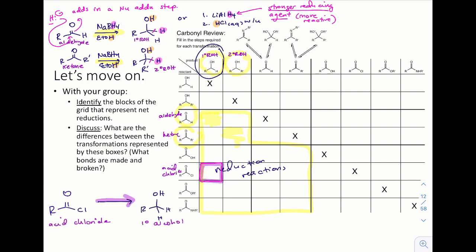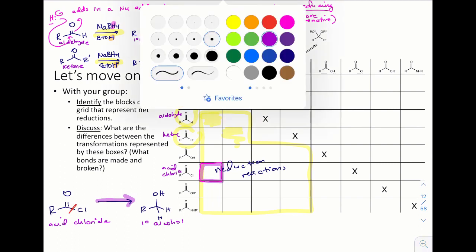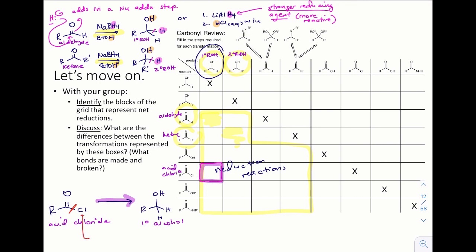Thinking about what bonds are made and broken, we can see that the carbon-chlorine bond is broken between the carbonyl carbon and chloride. And if we had to predict, I bet this leaves in a nucleophile elimination step from some tetrahedral intermediate. And since we're making these bonds to hydride, I bet that's what the tetrahedral intermediate looks like. So I might even predict this aldehyde as an intermediate in this transformation, and I currently know nothing about it. I've never learned about it before.